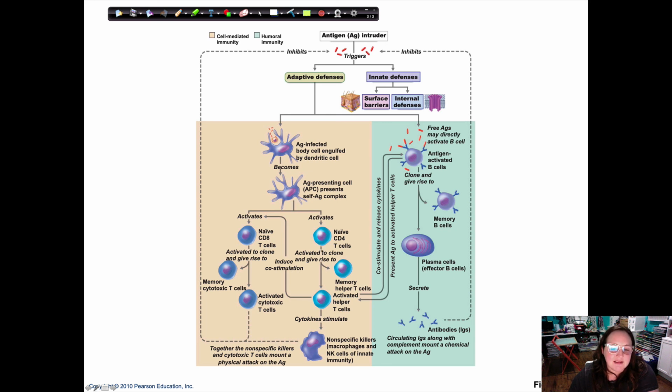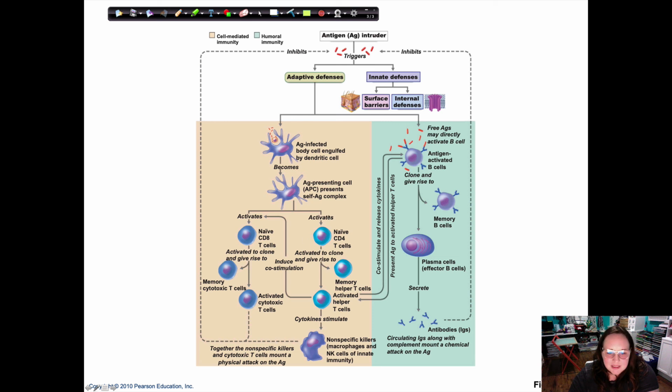Once they're activated, the CD4 cell is going to induce co-stimulation to the CD8 cell by secreting some cytokines that are going to tell the CD8 cell to turn into a cytotoxic cell. And that cytotoxic cell is going to create activated cytotoxic T cells and memory T cells. These activated cytotoxic T cells, remember, are going to go around and hunt for any kind of infected cell. And when they do, they're going to secrete perforin and granzyme, and they're going to kill that cell.